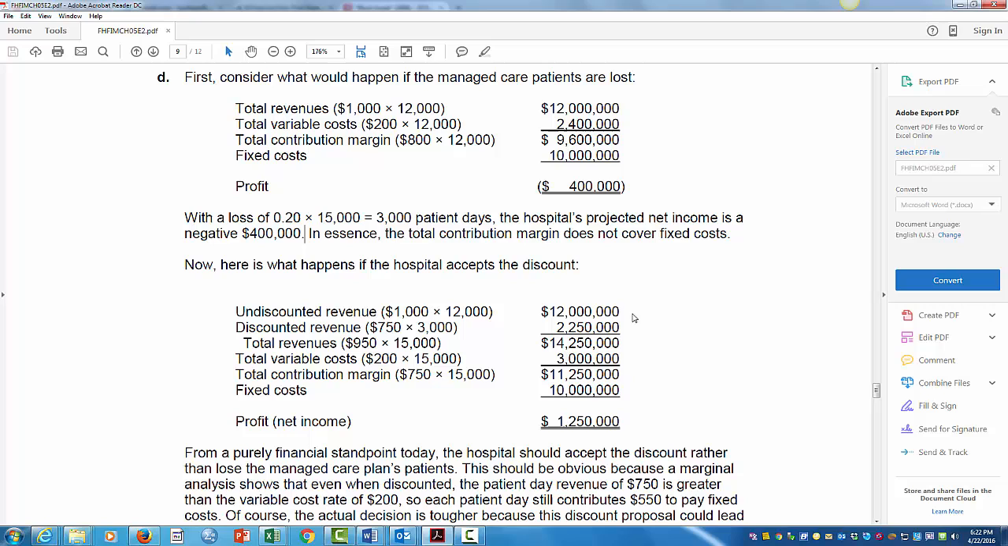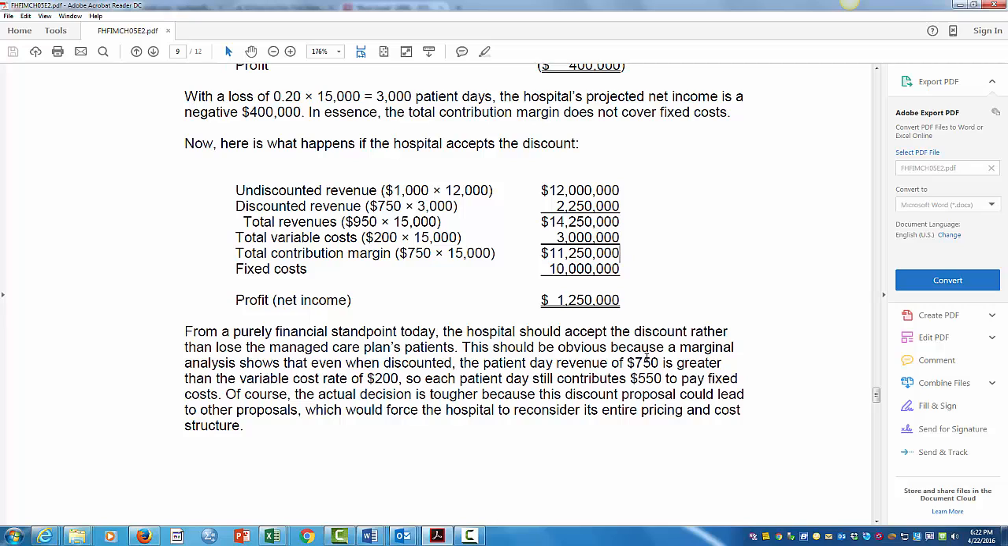If they accept the discounted revenues, that will have a positive impact because that will increase the revenues, even though it goes from $1,000 to $950 per unit on average. We have 15,000 inpatient days total. Our variable cost will come to $3 million, and therefore our contribution margin will be recalculated at $11,250,000 minus the $10 million in fixed cost will give us a profit of $1,250,000. So that would be an advantage with the discounted revenues.